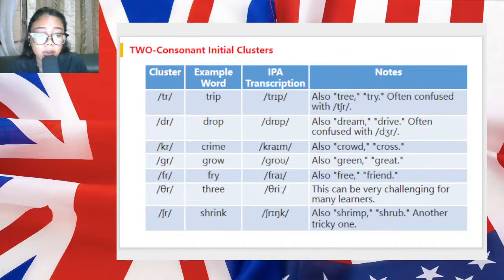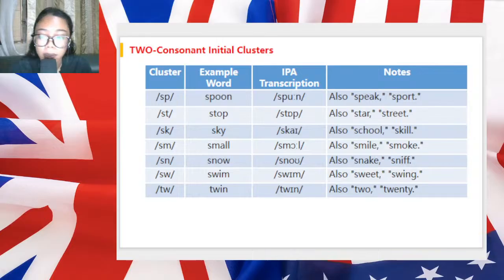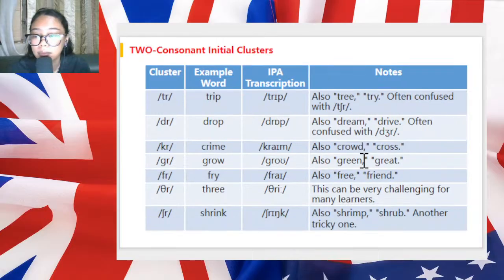So this cluster is also in dream and drive. Let's try drop, dream, drive. Really listening for the DR connection. Okay. All right. Moving on, we have the KR cluster exemplified by crime.